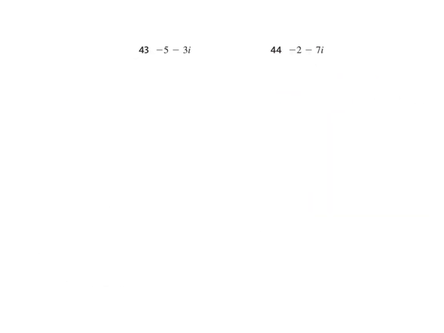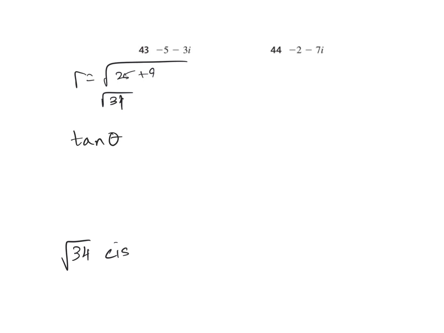All right? Again, R equals the square root of 25 plus 9. That's the square root of 34. Okay, cosine plus i sine of whatever theta is. -3 over -5. So where are we? We're in the third quadrant. All right, so the arctangent of 3 divided by 5 is 31 degrees. So 31 degrees, 180 degrees the other way. So add 180 to it, and you get 211 degrees.